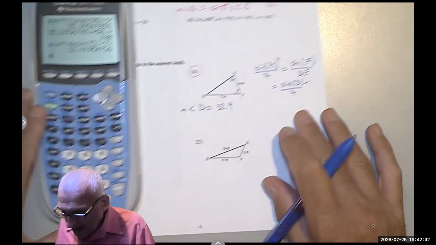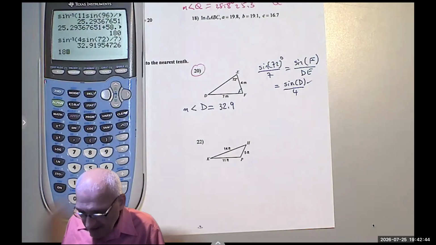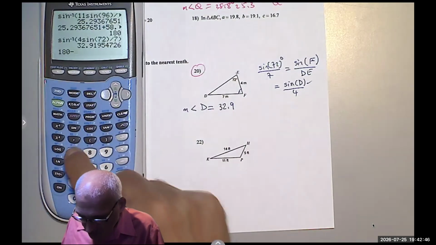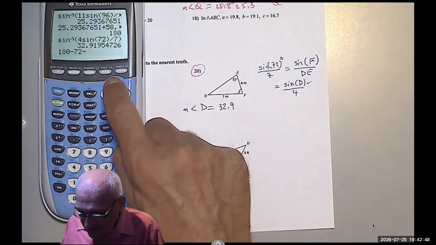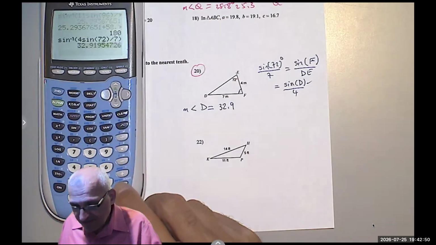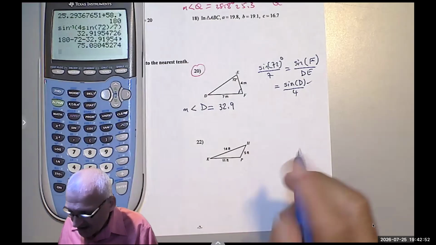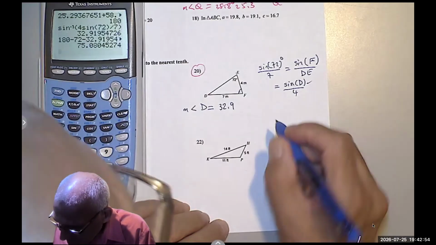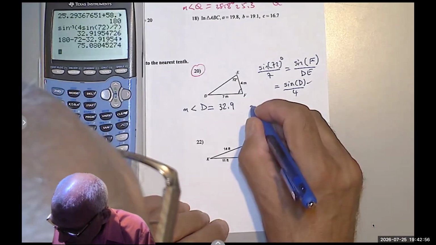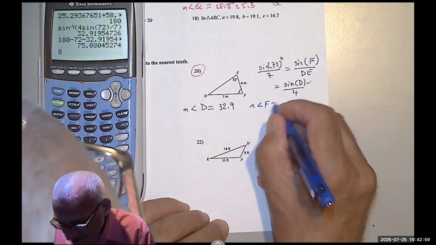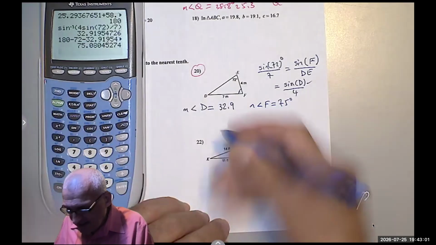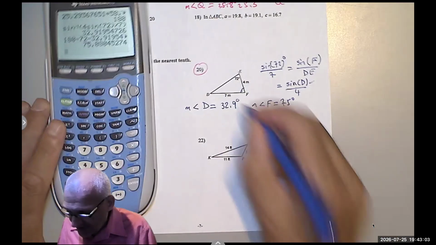Okay. So now I'm going to say 180 minus 72 minus this angle. Notice they didn't ask me to find everything about the triangle, just the area. So this angle, the measure of angle F, equals 75 degrees. Again, they don't ask me for that.